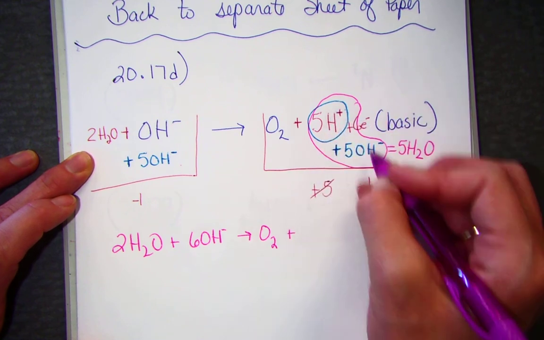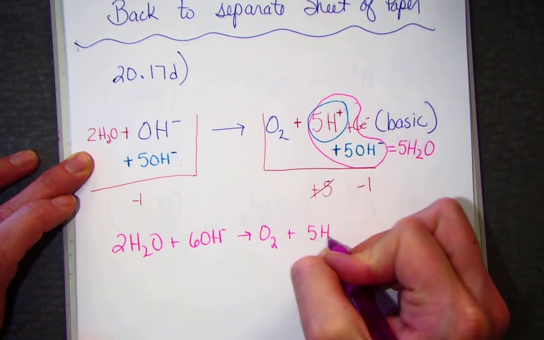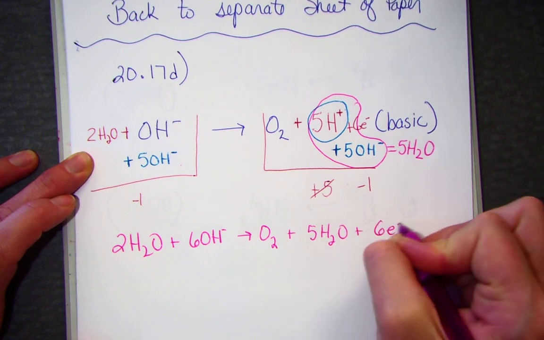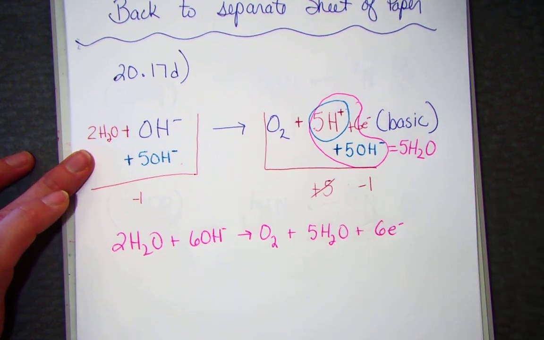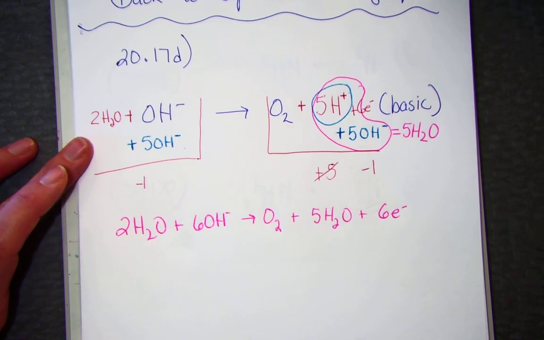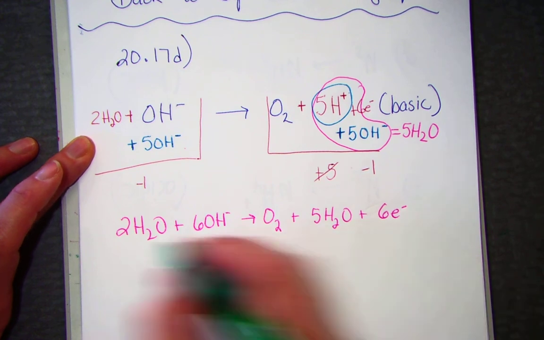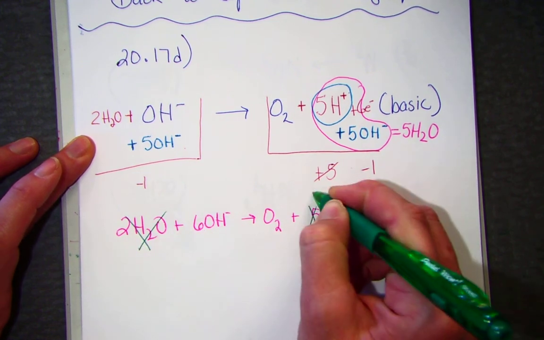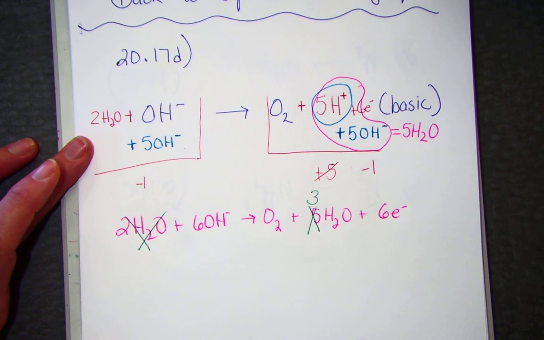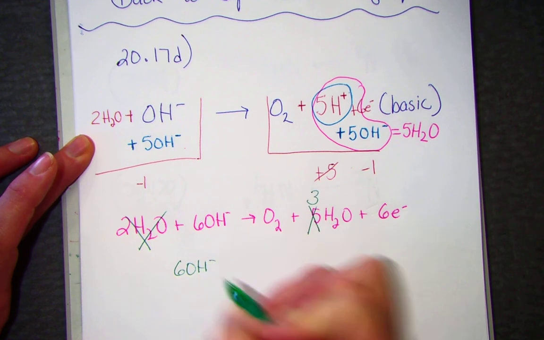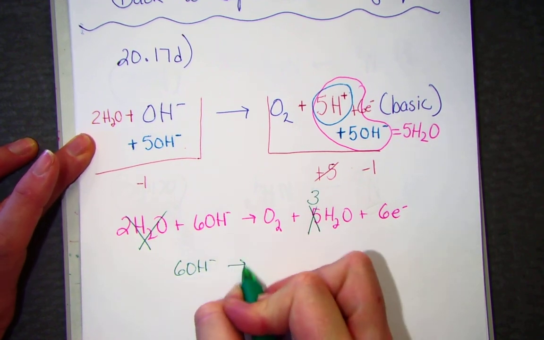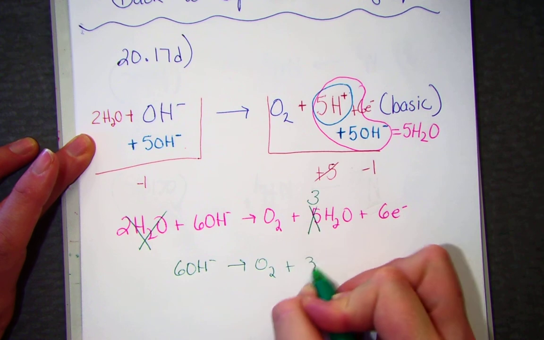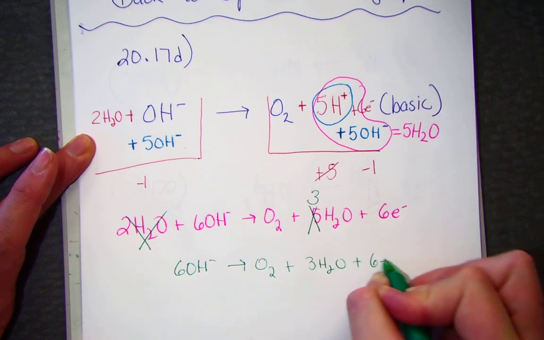5 protons and 5 hydroxides combined to make 5 waters. And we still have those 6 electrons we added to keep it electrically neutral. I still think we can simplify. I notice on the right I have 5 waters, and on the left I have 2 waters. I can simplify that further by showing a net remainder of 3 water molecules. The final real answer: 6 hydroxides form oxygen, 3 waters, and 6 electrons.